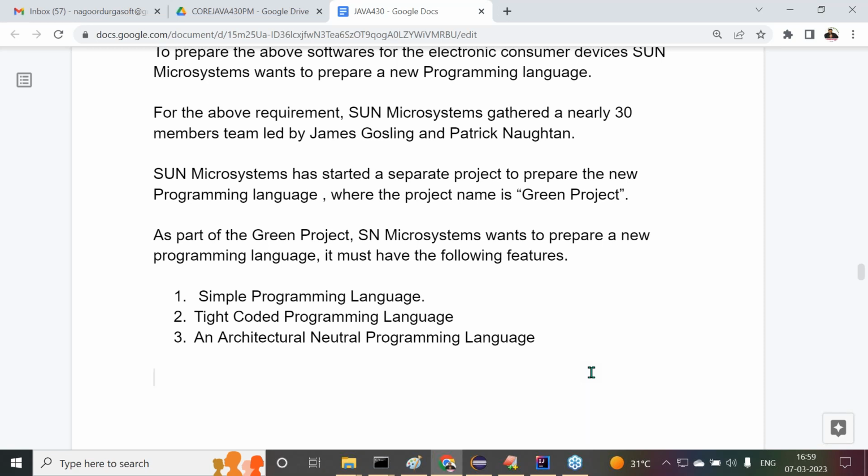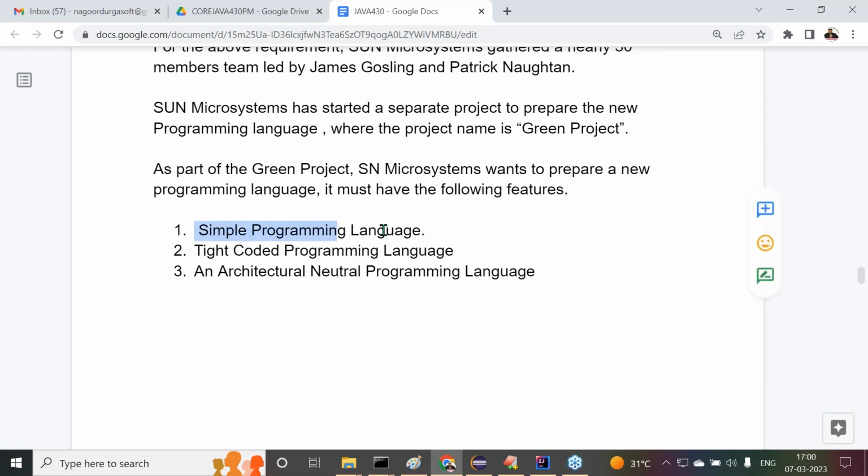Yes, all of you are getting clarity on what I am telling now. Sun Microsystems wants to prepare a new programming language for their requirement, but what features do they want to include? Three features. What are the three features? First one is a simple programming language, then a tight coded programming language, and an architectural neutral programming language. These are the three features they want to see in the new programming language. Yes, sir. All of you are getting clarity or not?